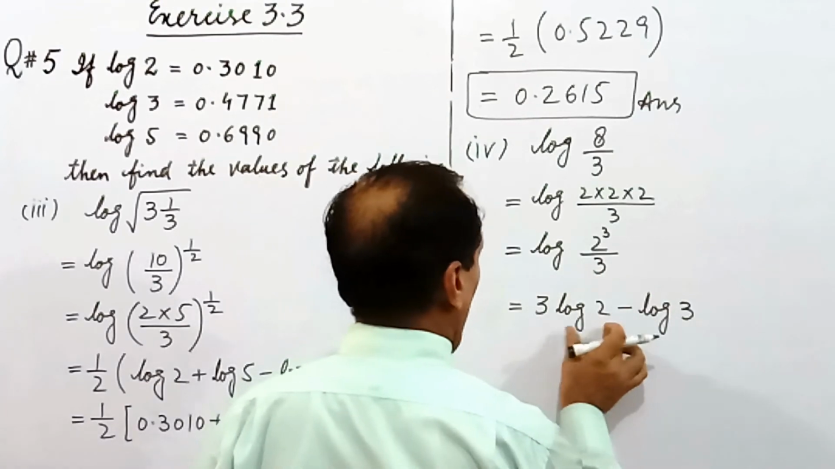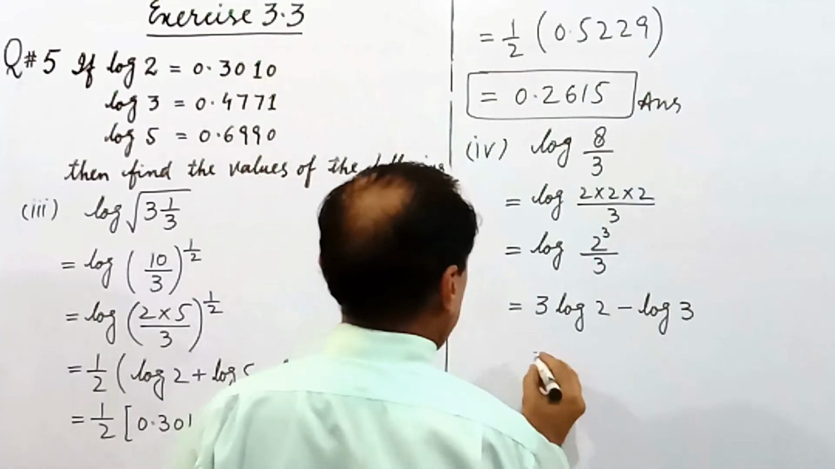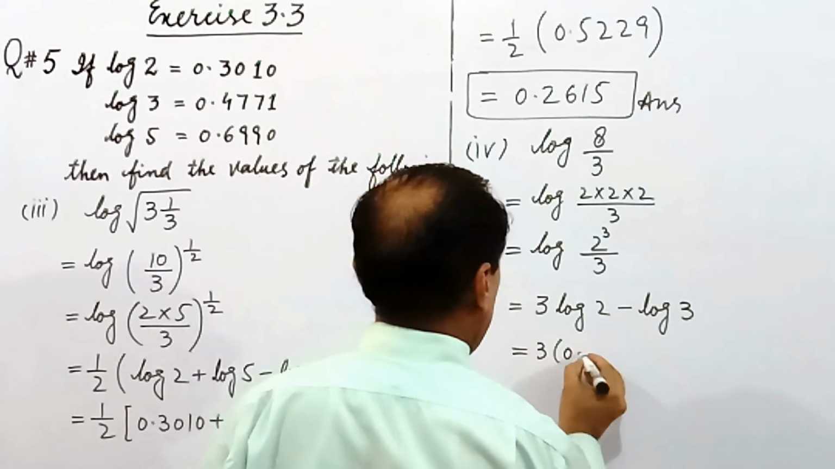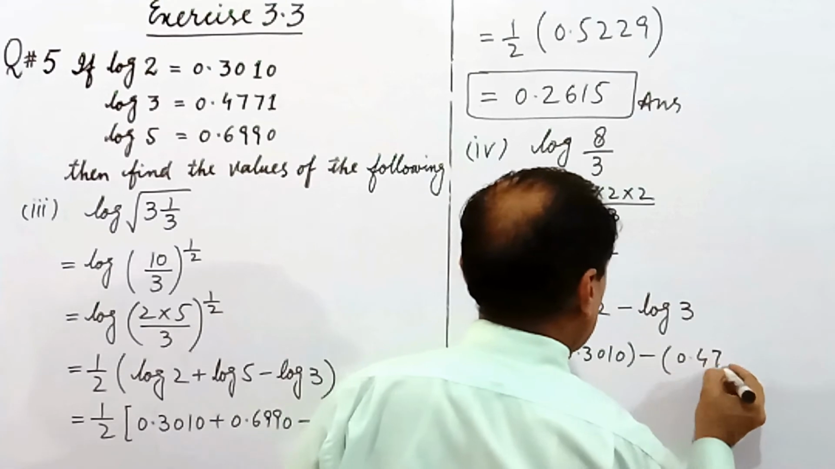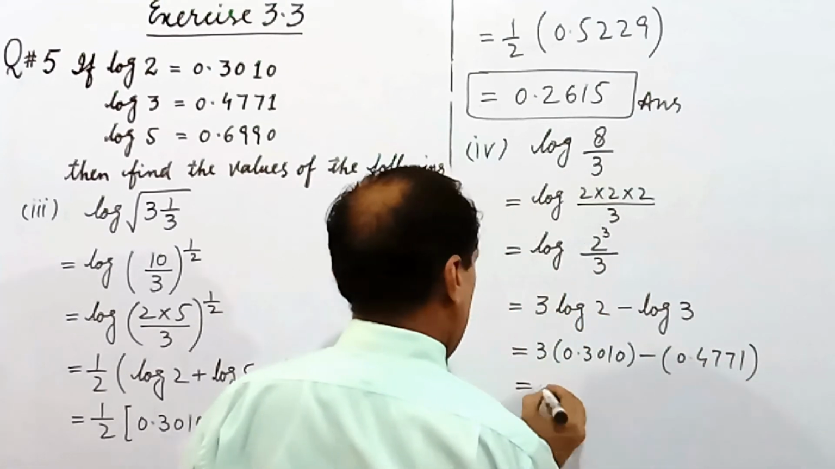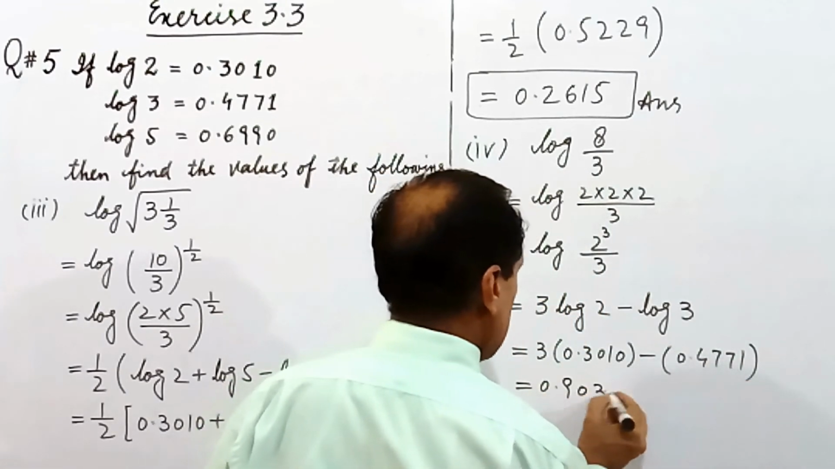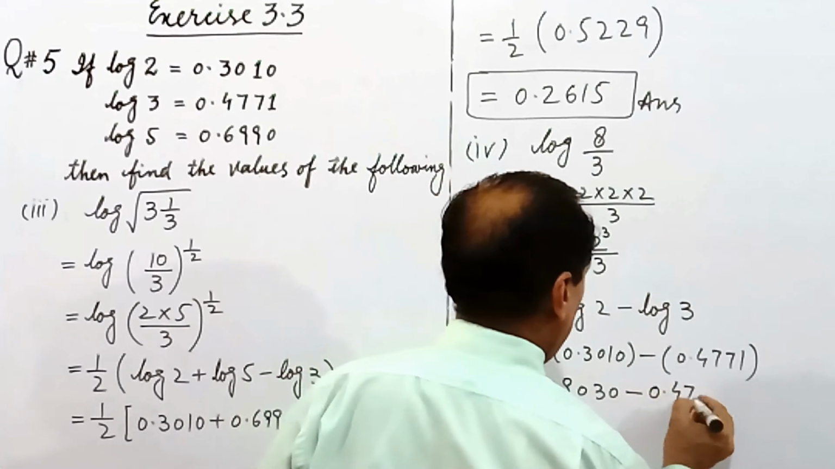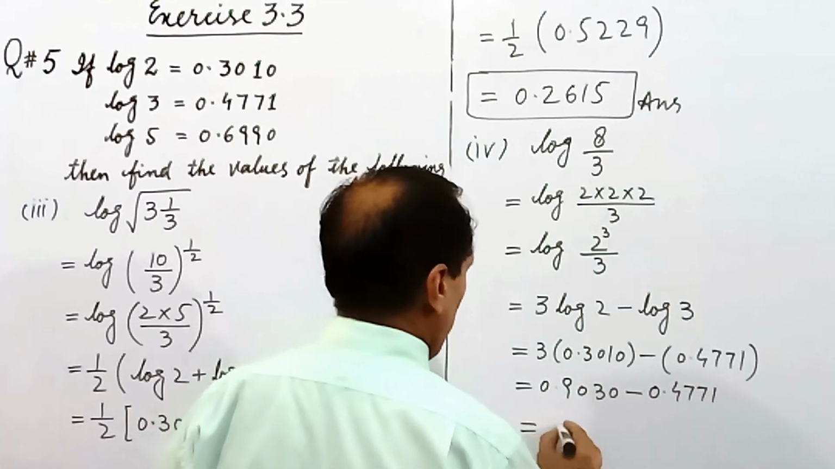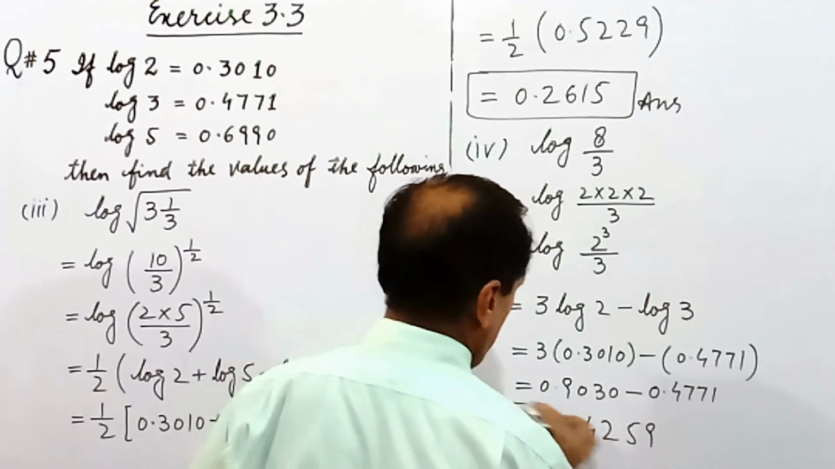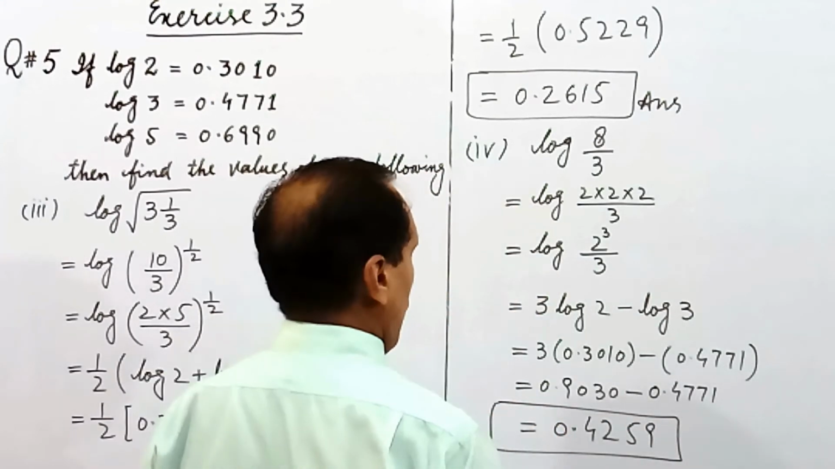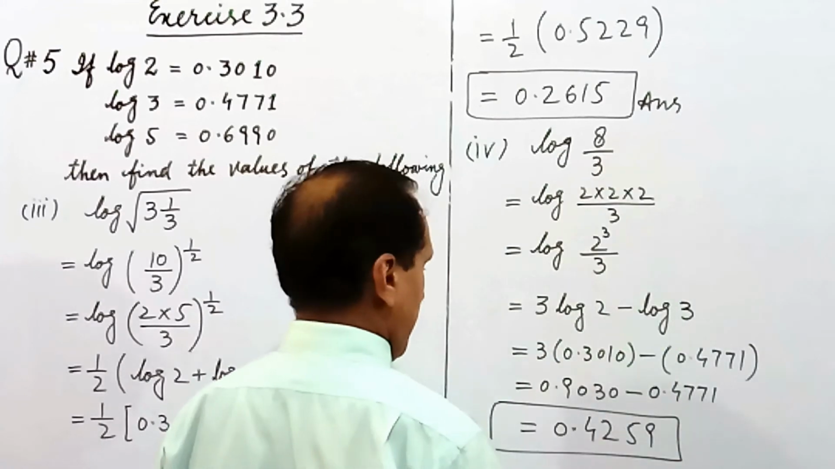Now we substitute the values of log 2 and log 3 which are given to us. 3 into 0.3010 minus 0.4771. We have 0.9030 minus 0.4771, which is equal to 0.4259. And that is the answer for log 8/3.